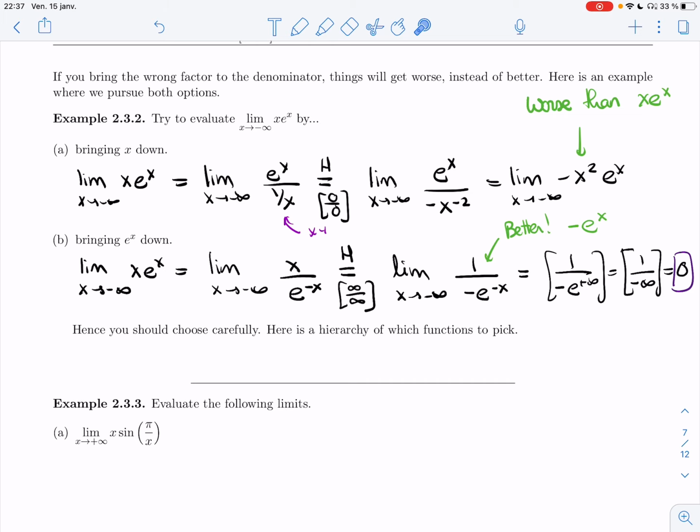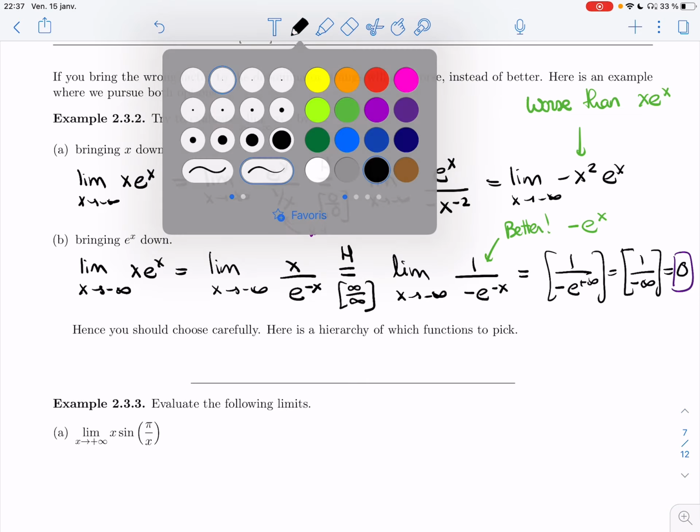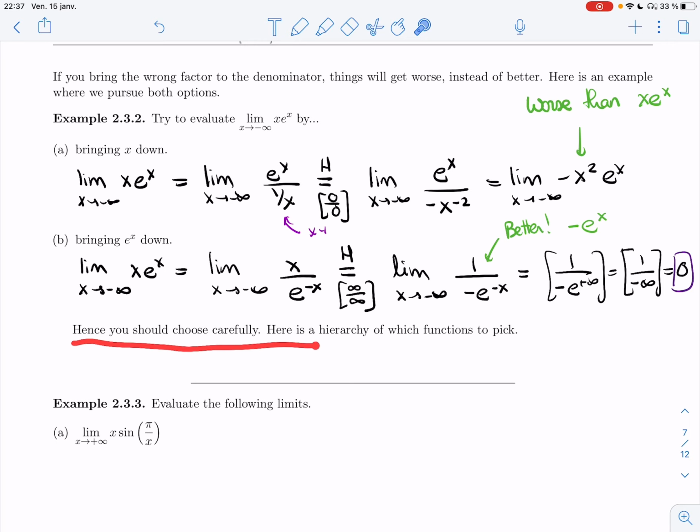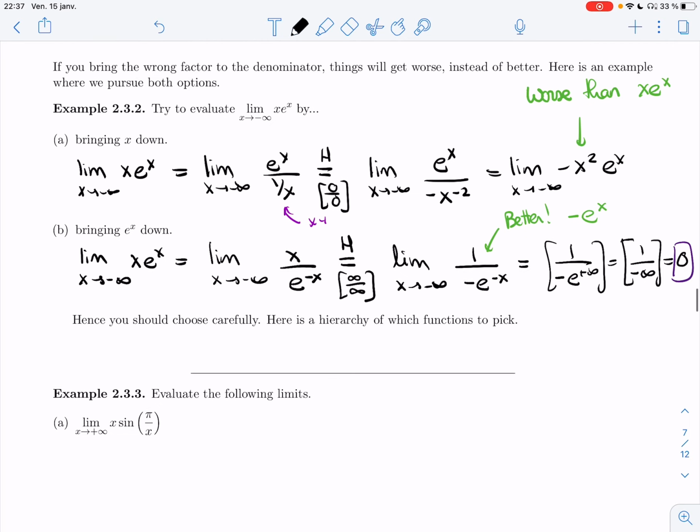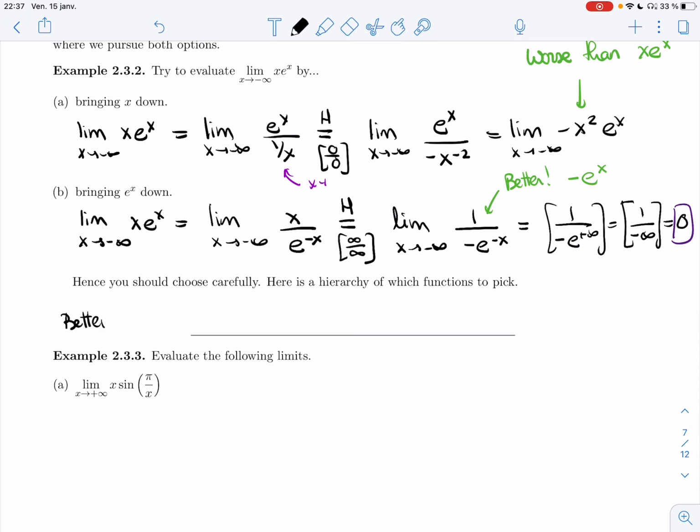All right, so whenever you pick which one to bring down, there's definitely a hierarchy. So you should pick carefully, and there's a hierarchy of functions to pick. So let me put the better ones on this side and the worse. Right? So if you have a function that wants to live in the denominator, if you have something like cosecant of x, if you bring it to the denominator, you'll have sine, which is better. Cotan, you get tan, which is better. So secant of x, you'll get cosine, which is better. So these three functions would actually become better if you bring them to the denominator. So you want to do that.